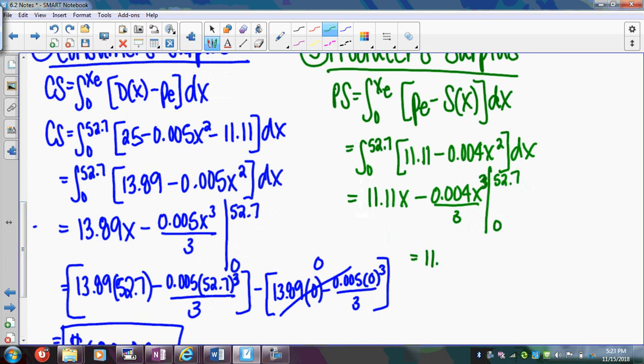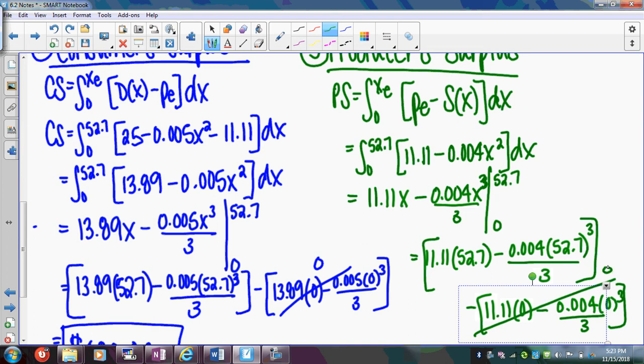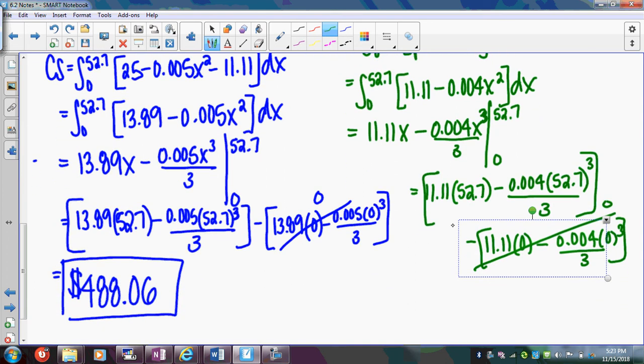So I have 11.11 times 52.7 minus 0.004 times 52.7 to the third, all over 3. And then from there, we're subtracting off, plugging in 0, which again, you're probably seeing that's just going to equal 0 because it's just a number times 0. And then again, another number times 0 to the third. So it's just going to end up being 0. So that just goes away. And then when you type this in, you get a number for that.